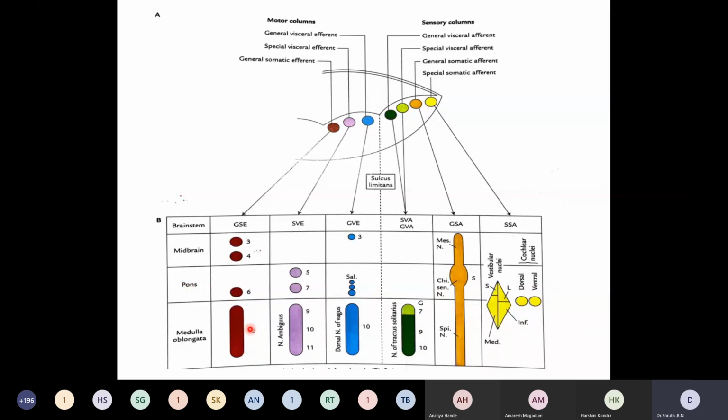Then you have the medulla oblongata. Medulla oblongata, that is, 1 second, I'll take attendance. Atapa? Okay.